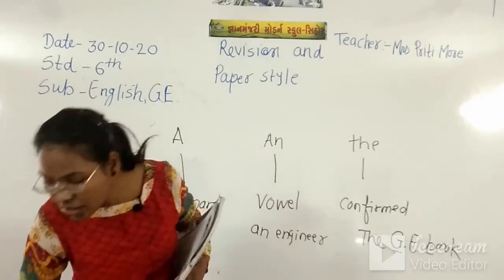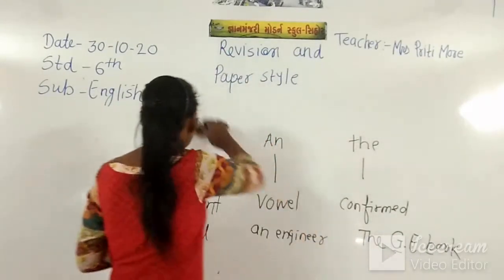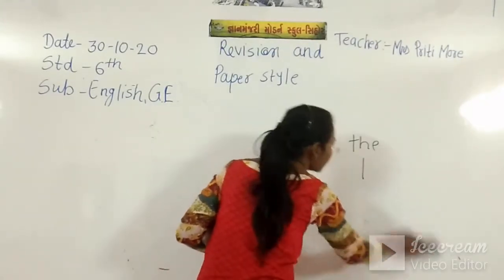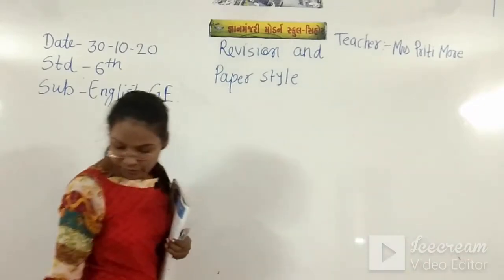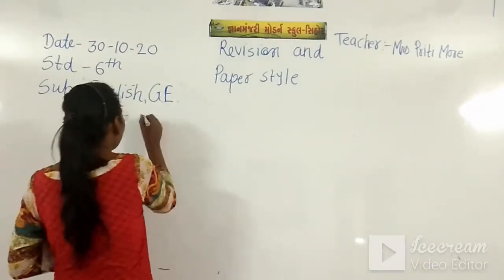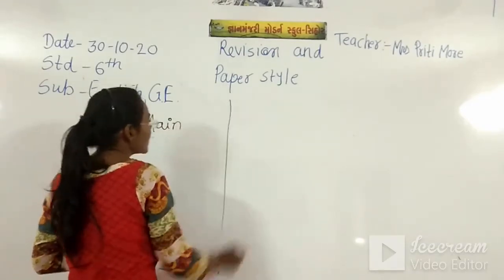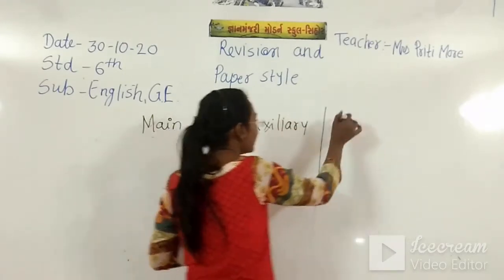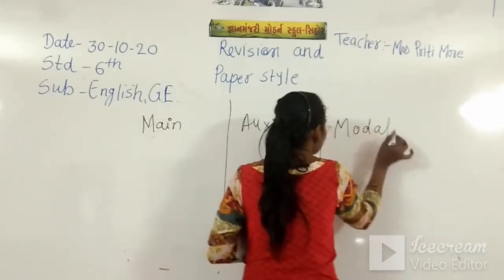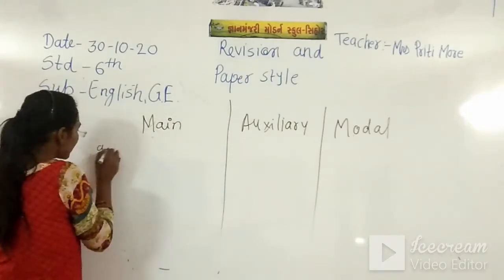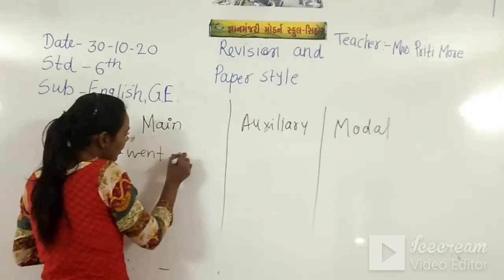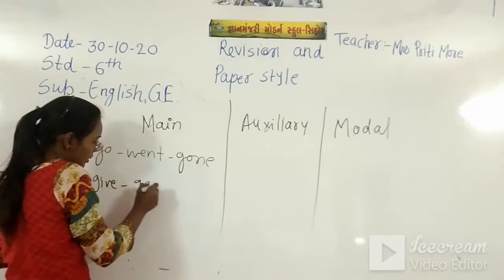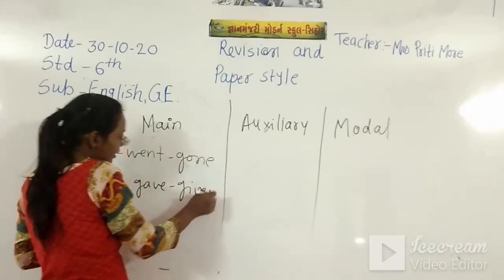Main verb means the verb which has 3 forms. These are the main verbs which have 3 forms. Main verb, auxiliary and the modal verb. So main verb, that means go, went, gone. Give, gave, given. It has the 3 forms.